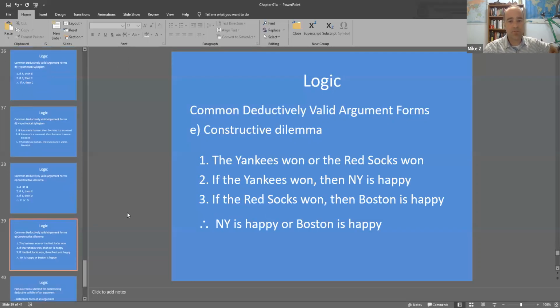So here's an example, again, from sports. So the first premise is the disjunction, either the Yankees won or the Red Sox won. If the Yankees won, then New York is happy. If the Red Sox won, then Boston is happy. So therefore, either New York is happy or Boston is happy.